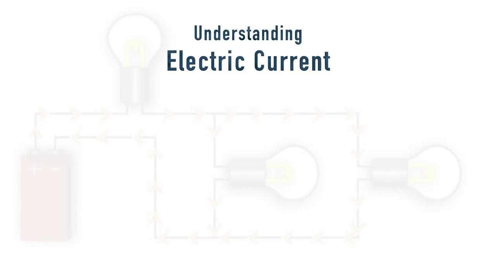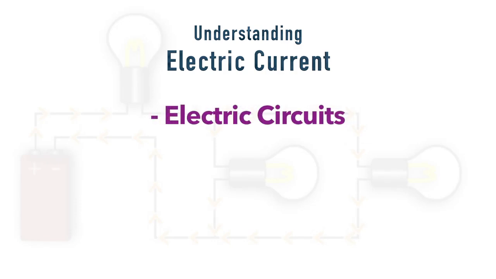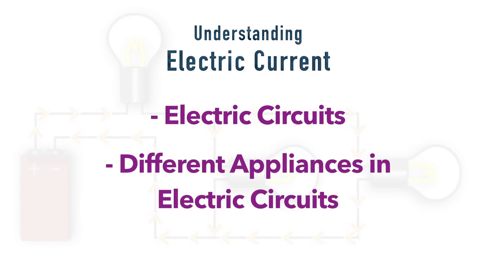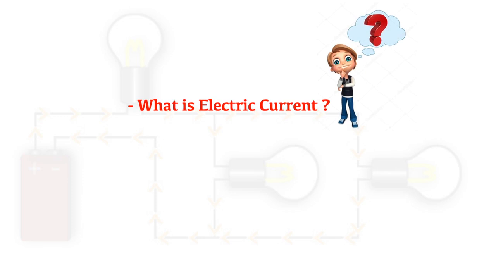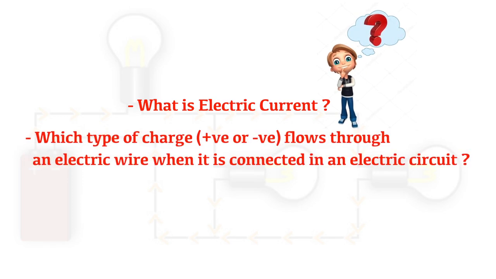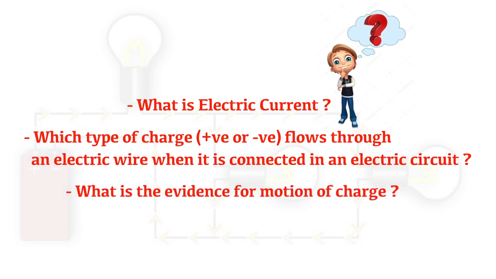In previous classes, we studied electric circuits and different appliances in electric circuits. When you switch on, the bulb glows; you have an idea what electric current is and what its applications are. In this session, we are going to learn what electric current is, and which type of charge, positive or negative, flows through an electric wire when it is connected in an electric circuit. What is the evidence for the motion of charge?